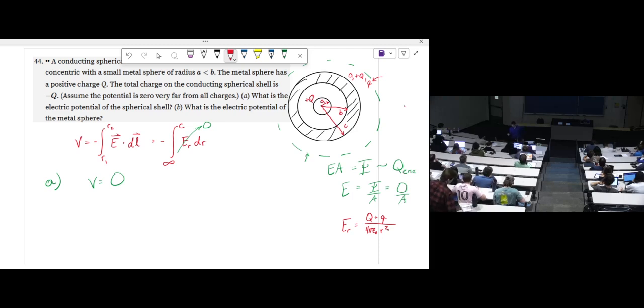What should end up happening is that, in that case, if I'm not mistaken here, V would be Q plus little q over 4 pi epsilon naught C is what you would get. So it would be non-zero. That's what you should get for the electric potential if it were not equal and opposite charges. Good question. I was hoping somebody would ask that.